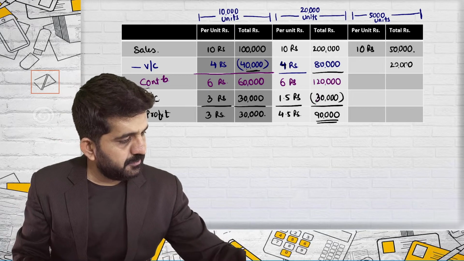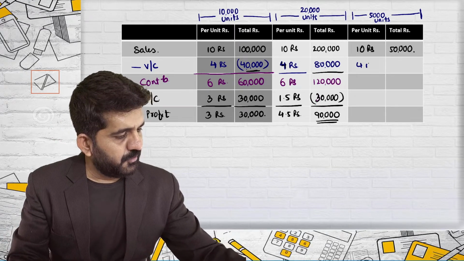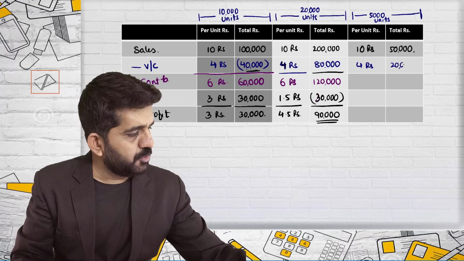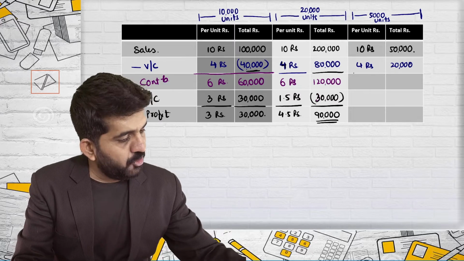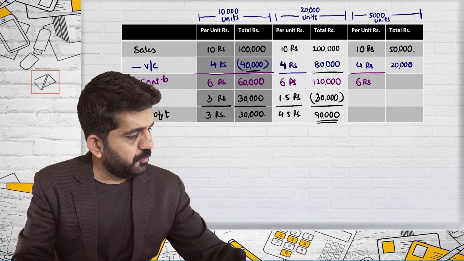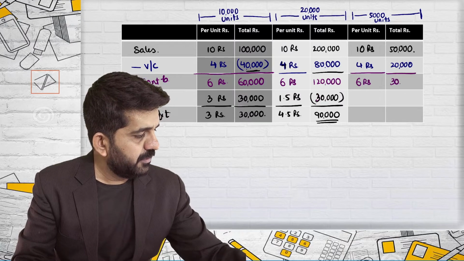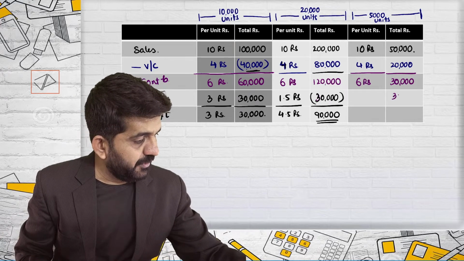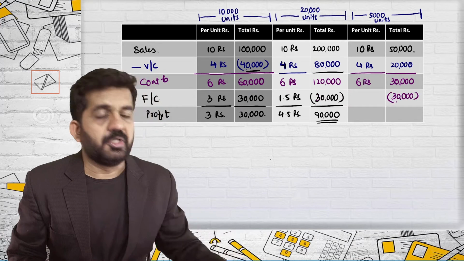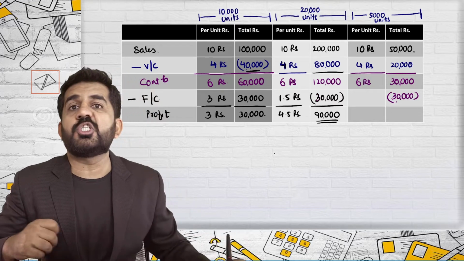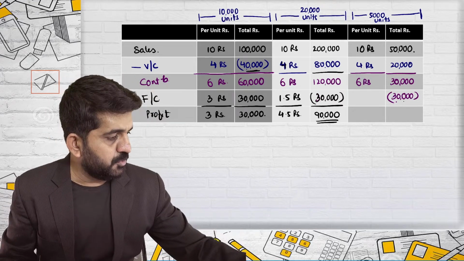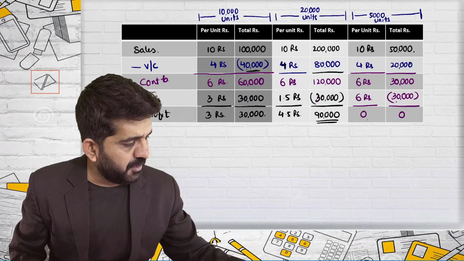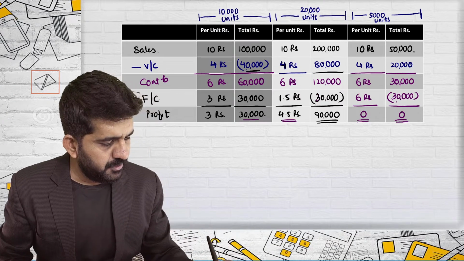It is 4 rupees and 20,000 rupees. My contribution will be 6 rupees per unit, and this will be 30,000. My fixed cost remains the same, 30,000. Fixed cost per unit will change. This is 5,000 units, 30,000, so it will be 6 rupees. My profit will be 0, and profit per unit will also be 0.